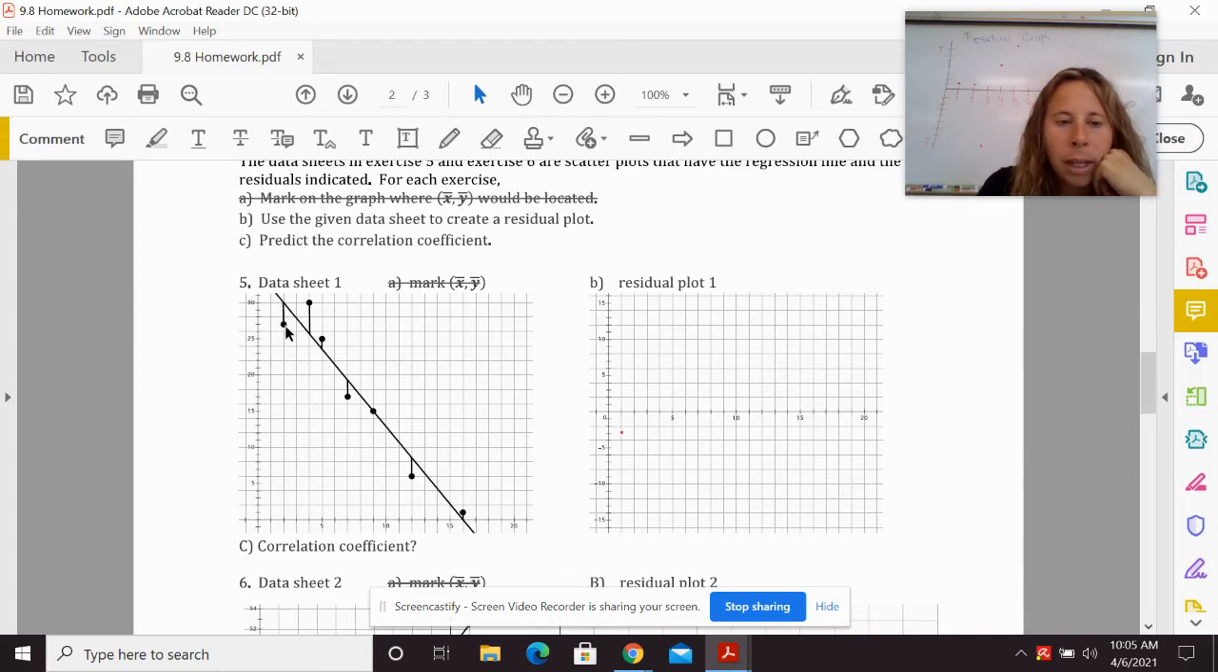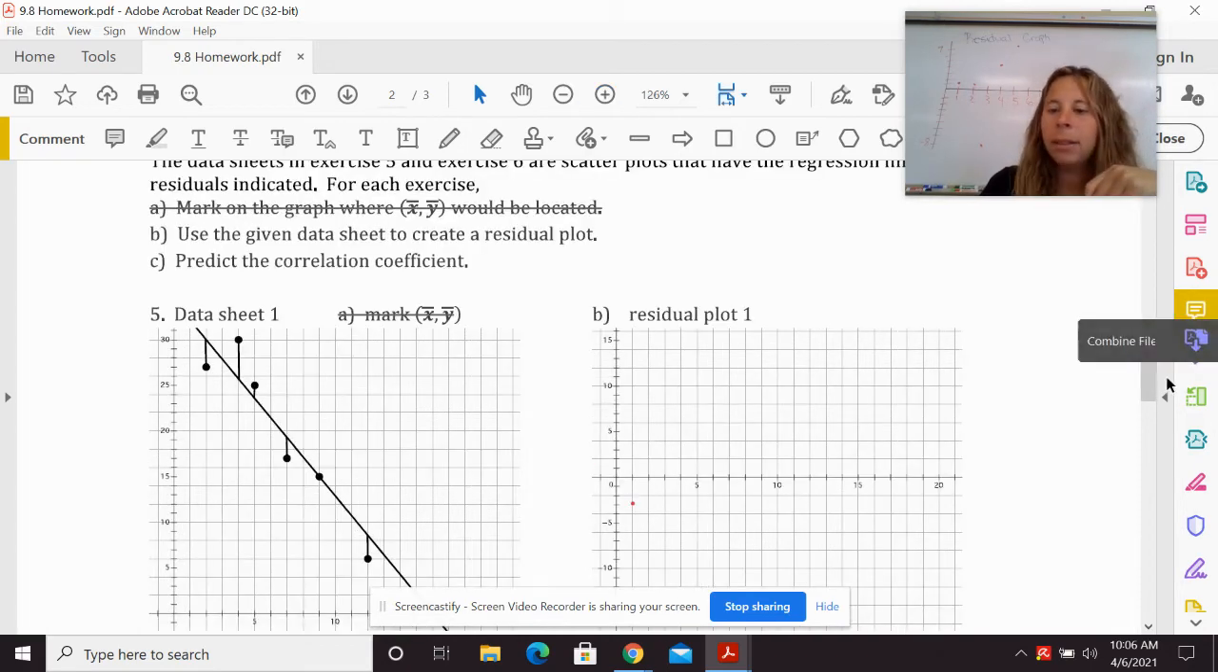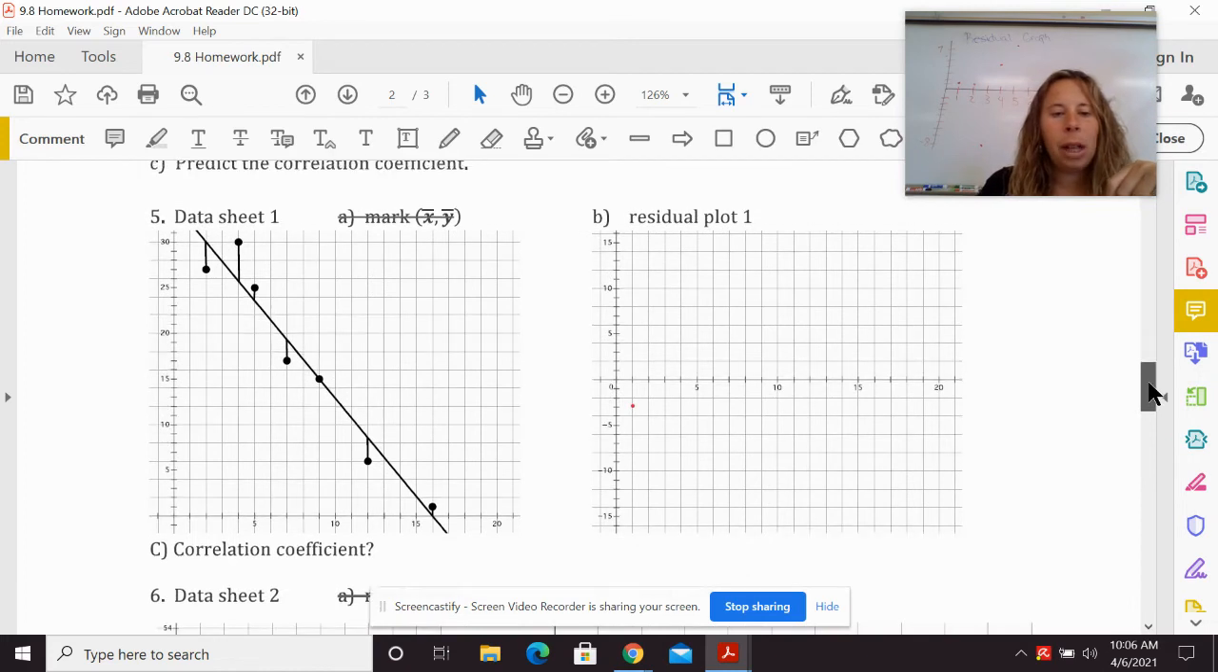This point is below the line, that's why it's negative, and it's 3 away. This is at 30. This is at 27. Okay, this is 25, 26, 27. Should I zoom in? I can zoom in. There's a lot. Okay. Let's do the next one.